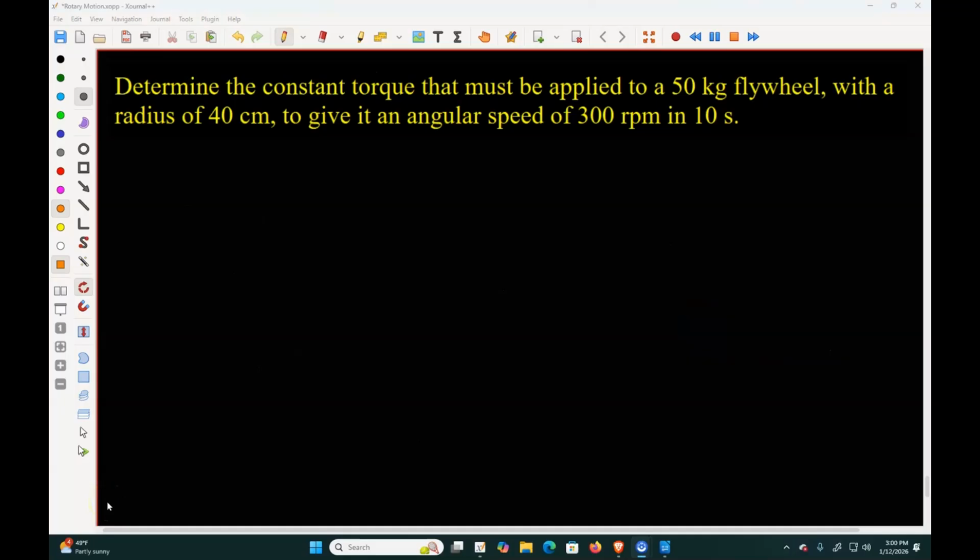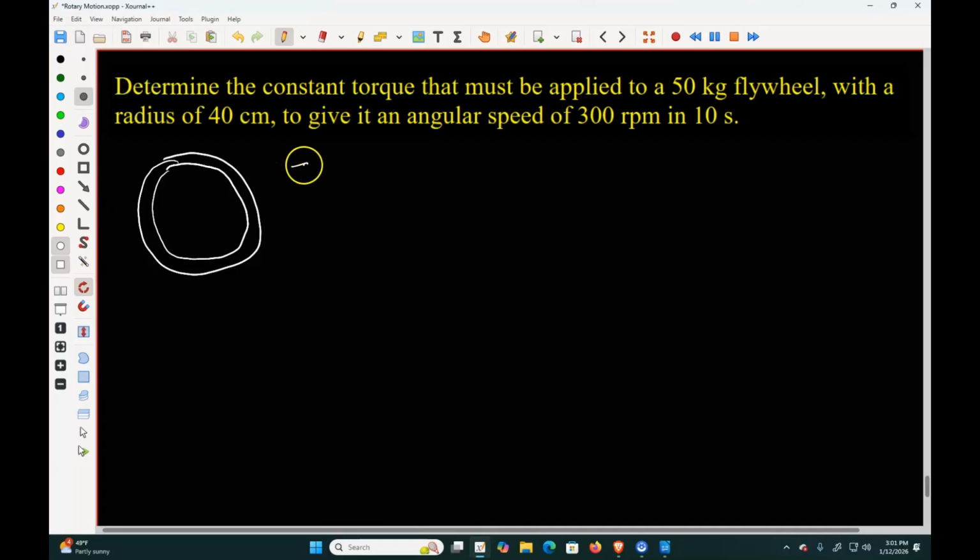Determine the constant torque that must be applied to a 50 kilogram flywheel with a radius of 40 centimeters to give it an angular speed of 300 revolutions per minute in 10 seconds. A flywheel is essentially a thin ring where pretty much all its mass, or the majority of its mass, is on the outside. And with a thin ring, remember that I equals mr squared.